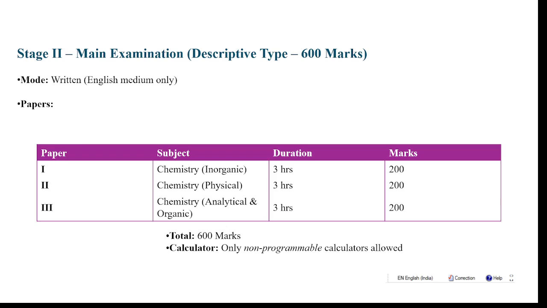This is a descriptive type of paper, consisting of 600 marks, and the answers must be written only in English medium. Again, this stage has three papers. Paper 1 is inorganic chemistry, 3 hours duration with 200 marks. Paper 2 is physical chemistry, 3 hours duration for 200 marks. And the third paper is a combination of analytical as well as organic chemistry, for 3 hours and 200 marks. And you can use a non-programmable calculator during the examination.